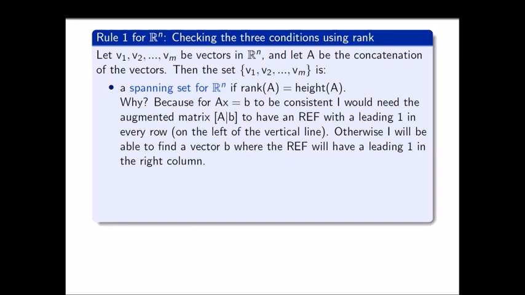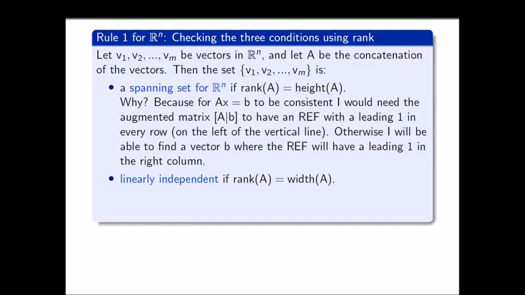So if it needs to be consistent, I would need the augmented matrix of the matrix A and the arbitrary vector b to have a row echelon form with a leading one in every row to the left of the vertical separator line. Otherwise, we're going to have a zero row and then a leading one to the right of the line, and that would make the system inconsistent.